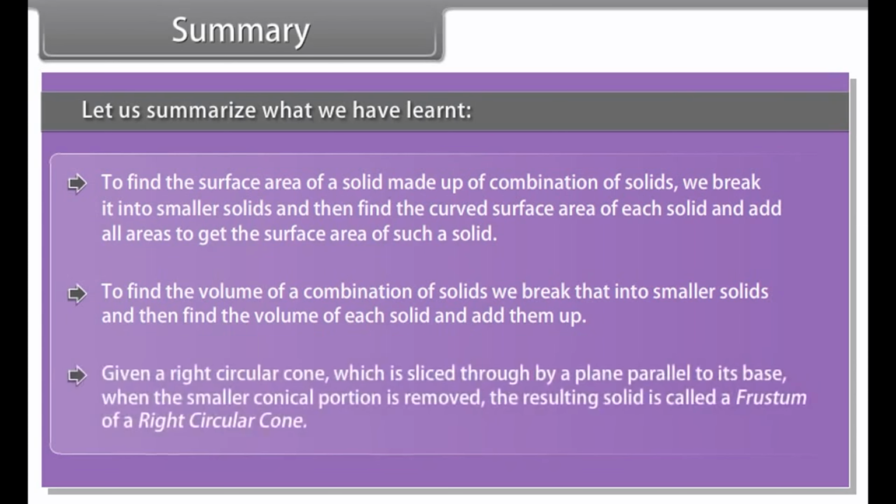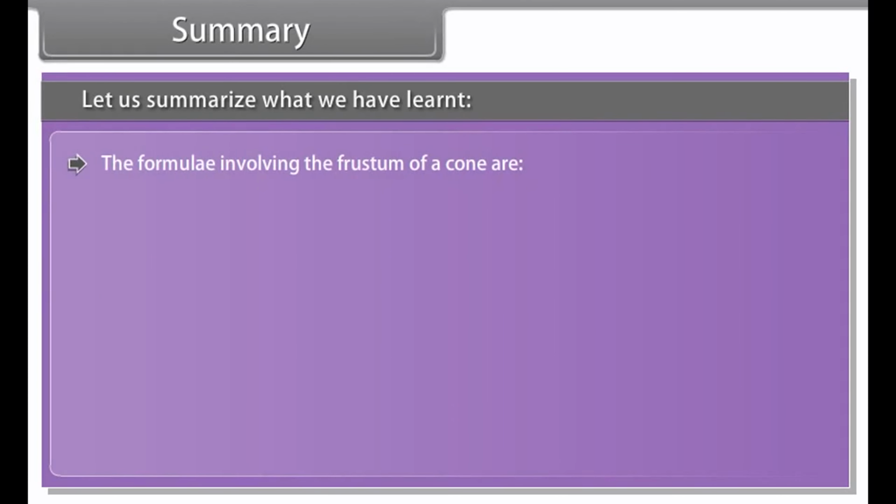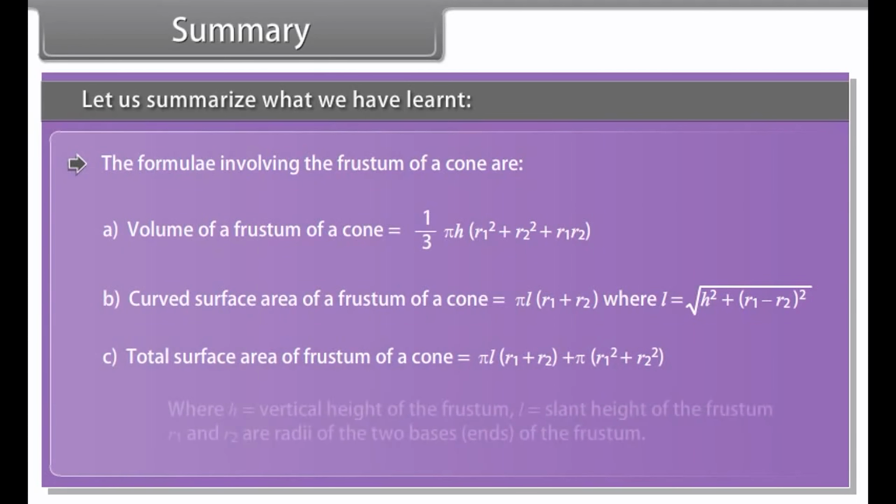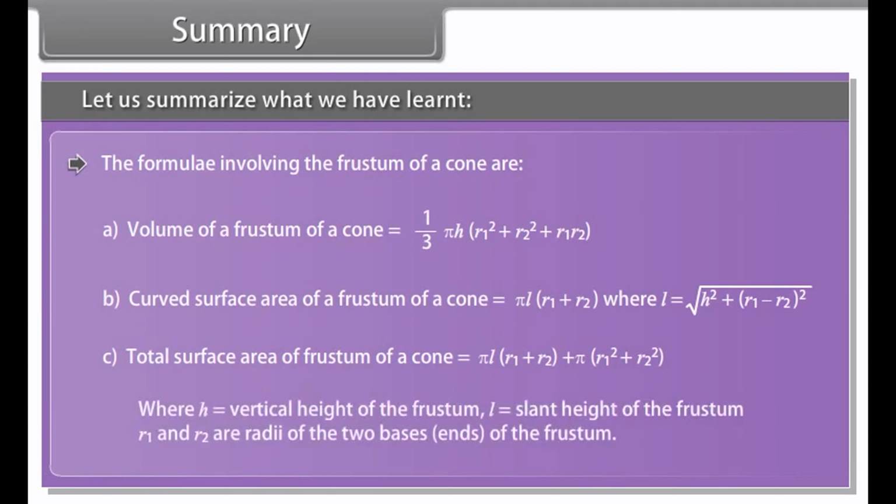Given a right circular cone, which is sliced through by a plane parallel to its base, when the smaller conical portion is removed, the resulting solid is called frustum of a right circular cone. The formulae involving the frustum of a cone are: where h is equal to vertical height of the frustum, L is equal to slant height of the frustum, R1 and R2 are radii of the two bases, ends of the frustum.